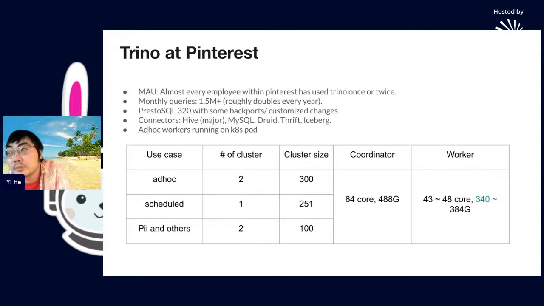We roughly have 5 production clusters. We have 2 ad hoc clusters running on Kubernetes pods, and we have 1 scheduled cluster running on dedicated EC2 instances. And we have two other access-restricted clusters that have access to sensitive data.